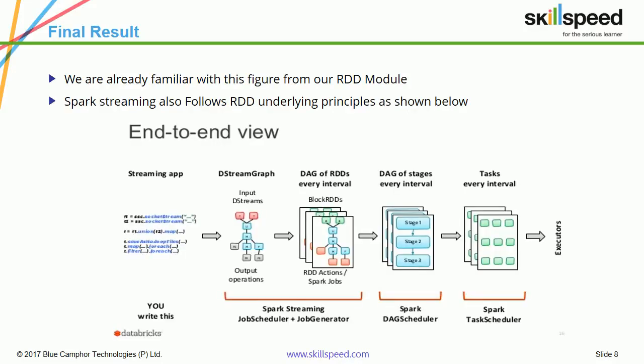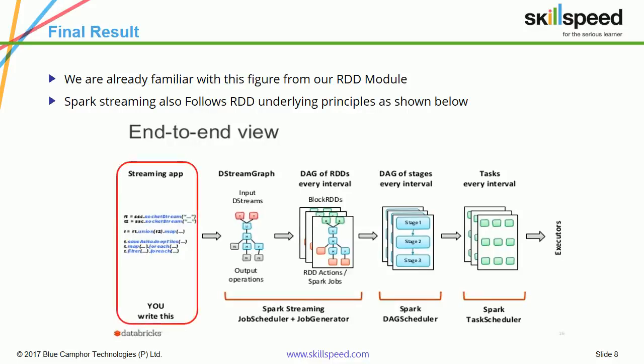Now let's have a look at an end-to-end view of a Spark streaming application. If you look at this diagram, this may feel very familiar to you because this diagram is taken from our RDD lesson and it is exactly similar. The only difference here is that all the transformations that you are applying will be on the DStreams rather than the underlying RDDs, but DStream is just an abstraction or a wrapper on top of the RDD.